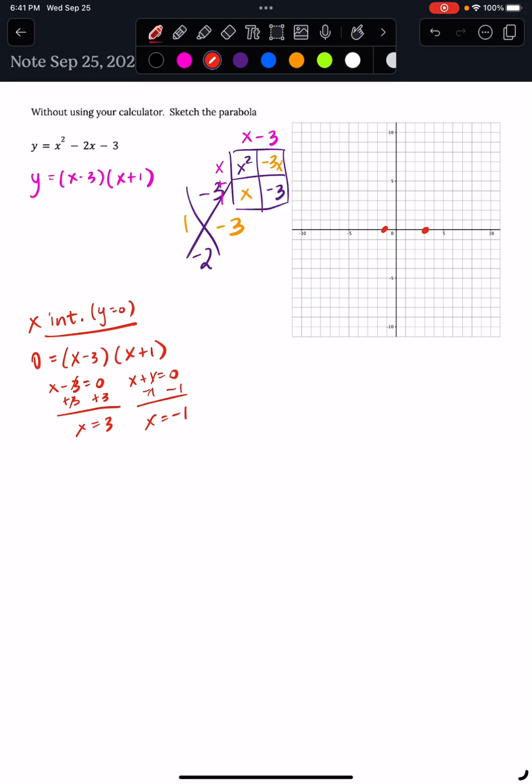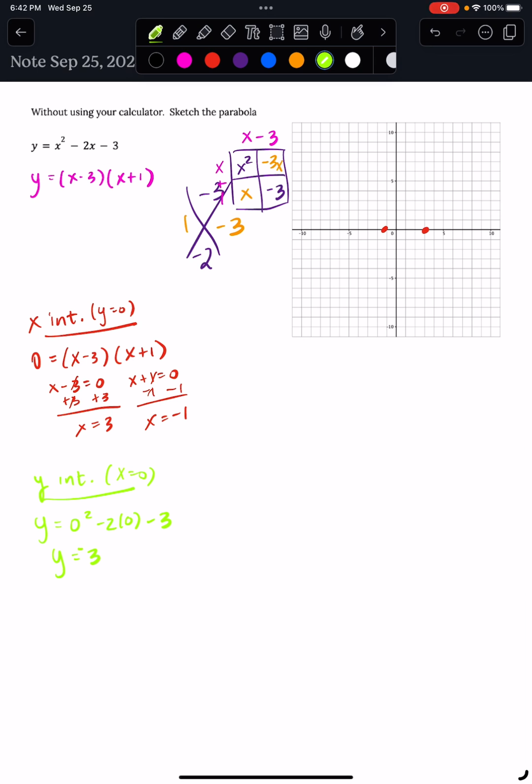I also know that our graph is going to be upward facing because in front of the x squared, it's positive. So it's positive x squared, which means our graph will be upward facing. Another piece of information I can get is my y-intercept, and this is when x is going to be equal to 0. So I'm going to literally just substitute 0 into my standard form. So 0 squared minus 2 times 0 minus 3. So my y-intercept is going to be when y is equal to -3.